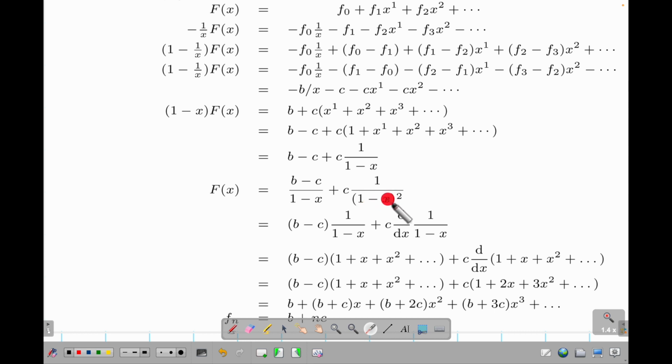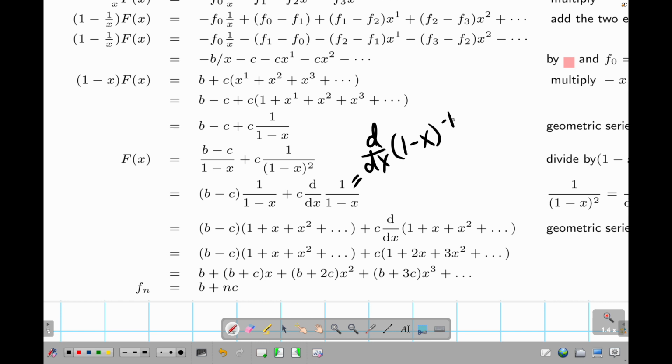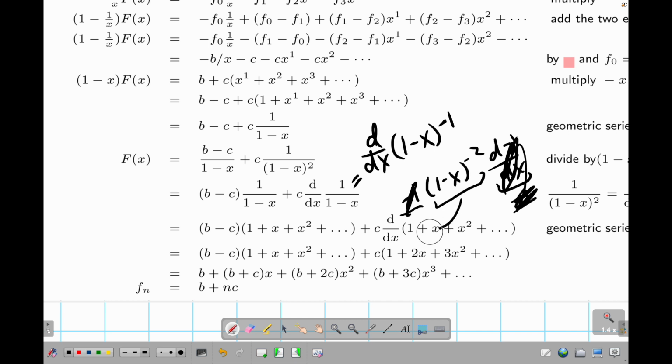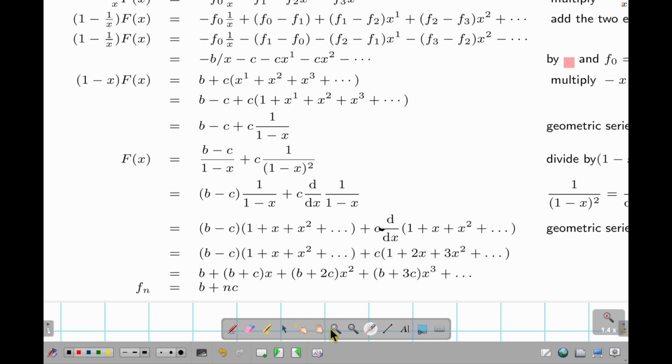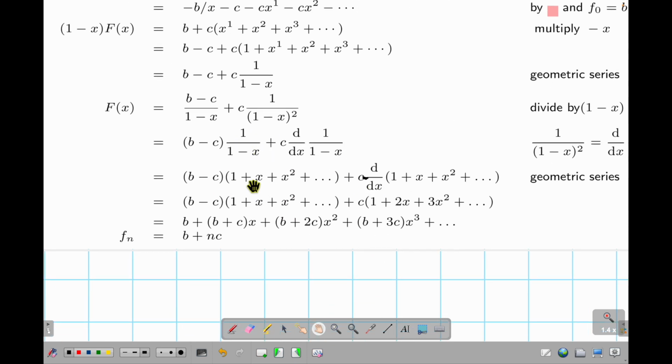1 over (1 minus x) squared is basically this thing differentiated with respect to x one time. I write it like this: the negative 1 will go out, and then I have negative 2, and I have to do this, which gives me negative 1. The negative 1 and the negative 1 cancel out, so they are gone. I'm left with this. Then what's next? This is an infinite geometric series, but there's a derivative. So I take the derivative inside, and it gives me this bracket. Now we are at this line.